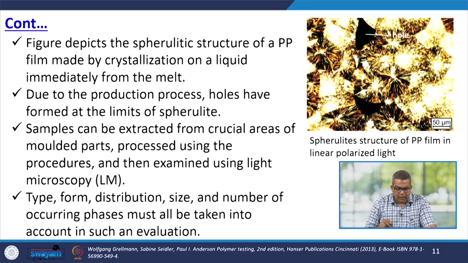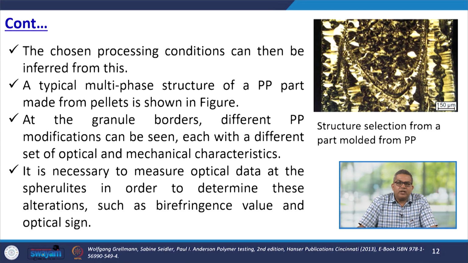Now, this particular figure depicts the spherulitic structure of a polypropylene film made by crystallization on a liquid, directly from the melt. Due to the production process, holes have been formed at the limits of the spherulites. A sample can be extracted from crucial areas of the molded part, processed during the procedure, and then examined using light microscopy. Now, the type, form, distribution, size, and number of occurring phases must all be taken into account in such an evaluation. The chosen processing conditions can then be inferred from that.